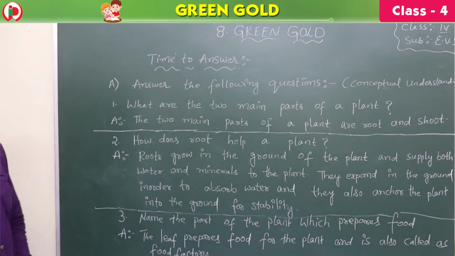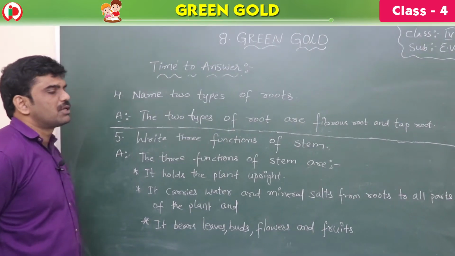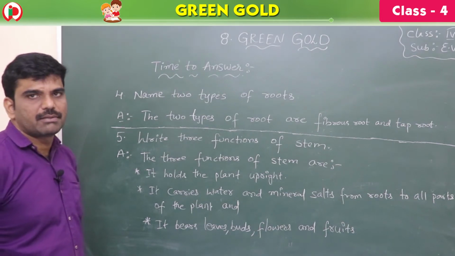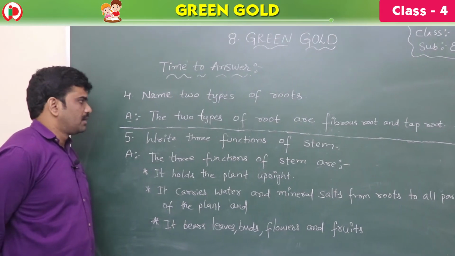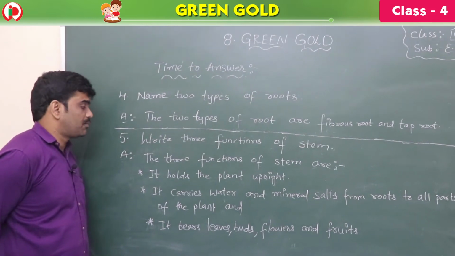Okay. Children, now see the fourth one. Name two types of roots. So what are the two types of roots, children? One is fibrous root and second one is tap root. So the two types of roots are fibrous root and tap root.